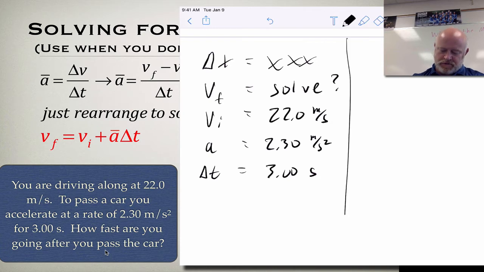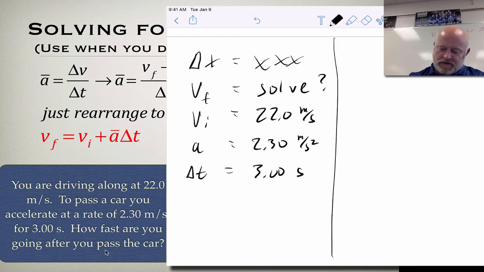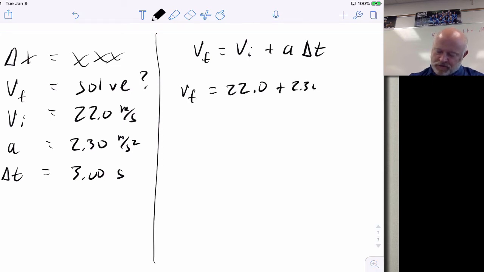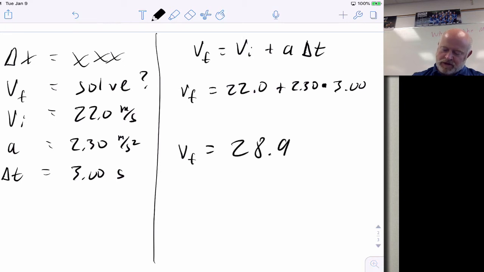And now we're going to set it up and solve it. So we know that to solve this, our velocity final is equal to our velocity initial plus the acceleration times our change in time. So our velocity final would equal our initial velocity, which was 22.0, plus the acceleration, which was 2.30, times our time, which was 3 seconds. Okay, if we do that, when we solve that, we figured out that our velocity would be 28.9 meters per second.